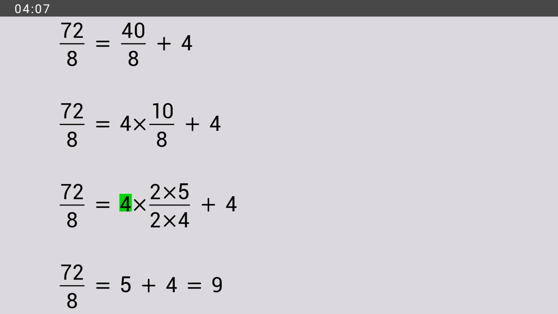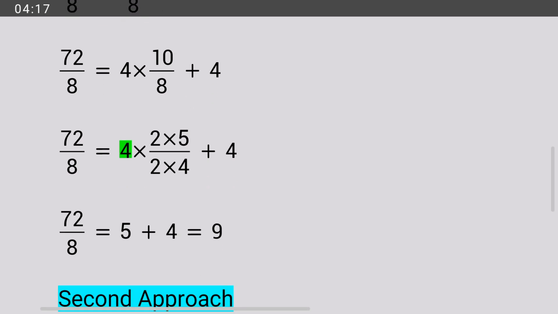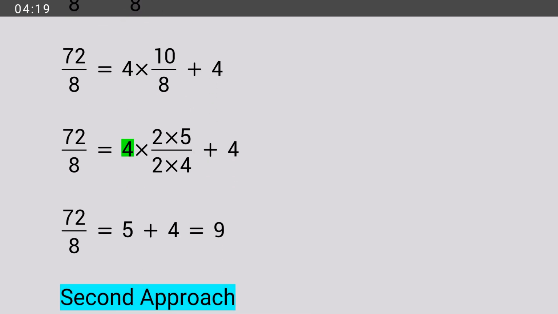So we have 4 times 2 times 5 all over 2 times 4. 2 divided by 2 cancels off. The 4 that is highlighted there is 4 divided by 4, and what is left there is 5. So 5 plus 4 is 9. That is the first approach.